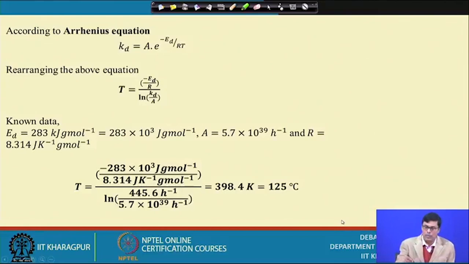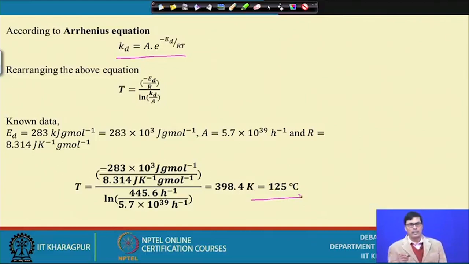Now let us use the Arrhenius equation. What is the Arrhenius equation? KD equal to A into e to the power minus ED by RT. Now, T equal to this divided by this, all values are given, you just put the values and you can find it out like this.